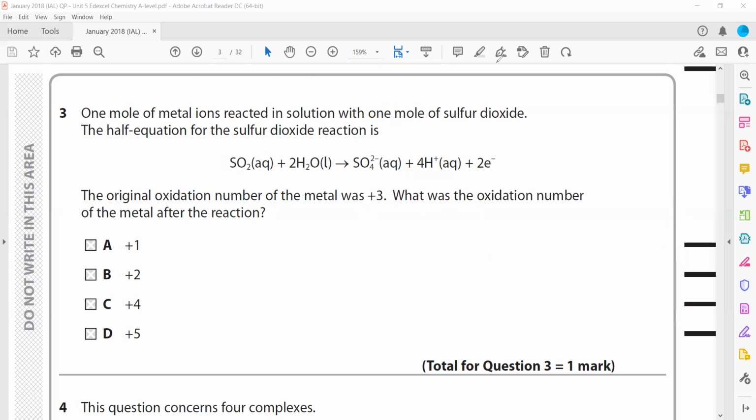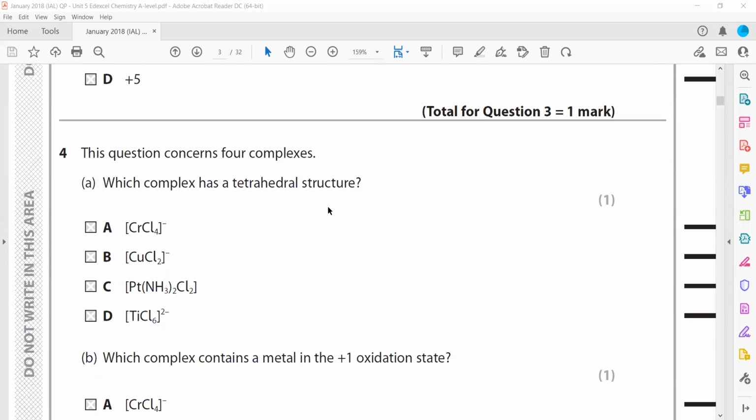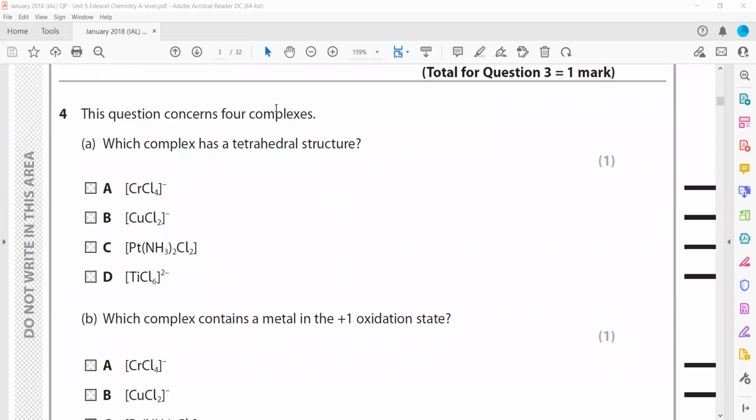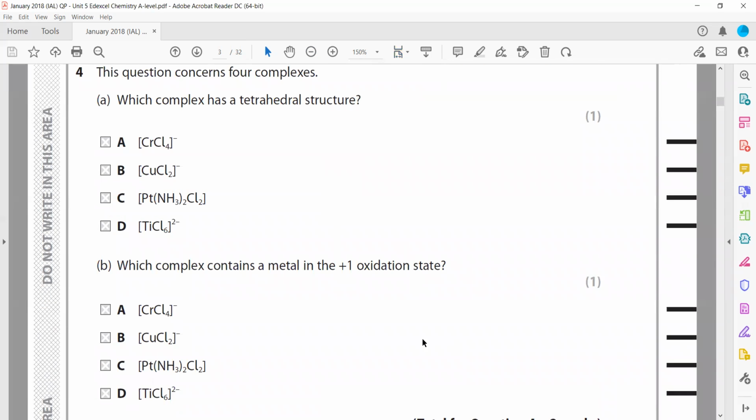But here 1:1 is the ratio. So however many electrons are lost by sulfur dioxide, the same number of electrons is gained by the metal. Then question 4, this question is related to a complex which is tetrahedral.